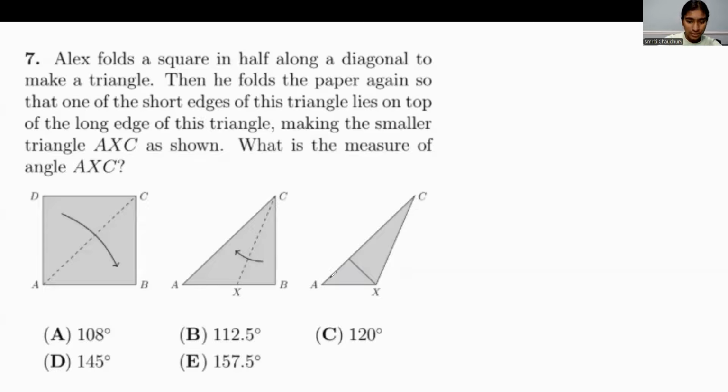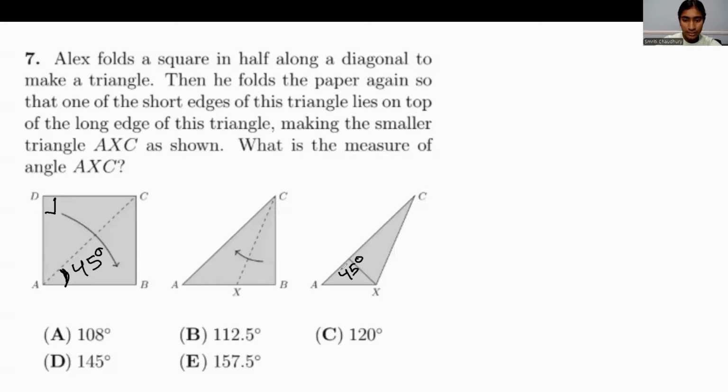So here we see that angle CAX is the same as angle CAB in this triangle. So let's look for CAB here. That's this angle over here. We can solve for that because this is a square, and so squares have right angles. And since this is a diagonal, diagonals will cut the angles in half. So 90 divided by 2 is 45 degrees, which means that this angle over here is 45 degrees.